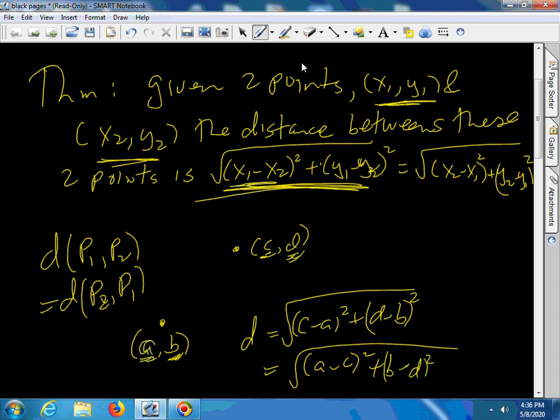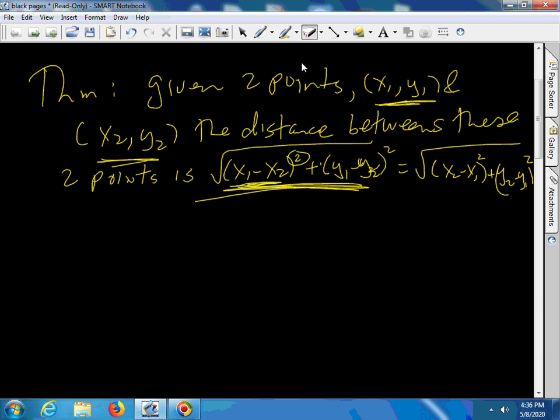And the reason is because when you square something and you square the negative of it, it doesn't matter. 5 squared is negative 5 squared. They're both 25. The distance is never negative.